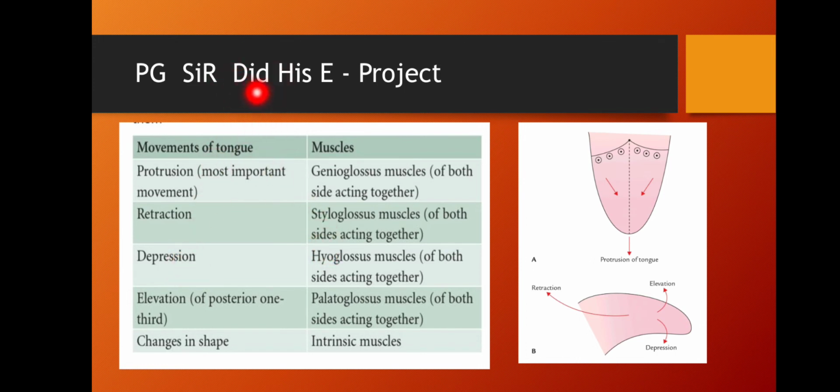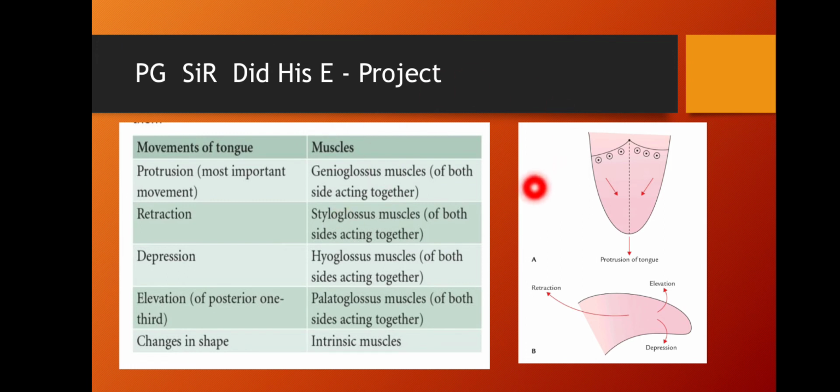D stands for depression. H stands for hyoglossus. So hyoglossus is doing the depression. And next, E project, E stands for elevation. P, palatoglossus. So palatoglossus is doing the elevation. So with this mnemonic, you can remember the actions of the extrinsic muscles of the tongue.